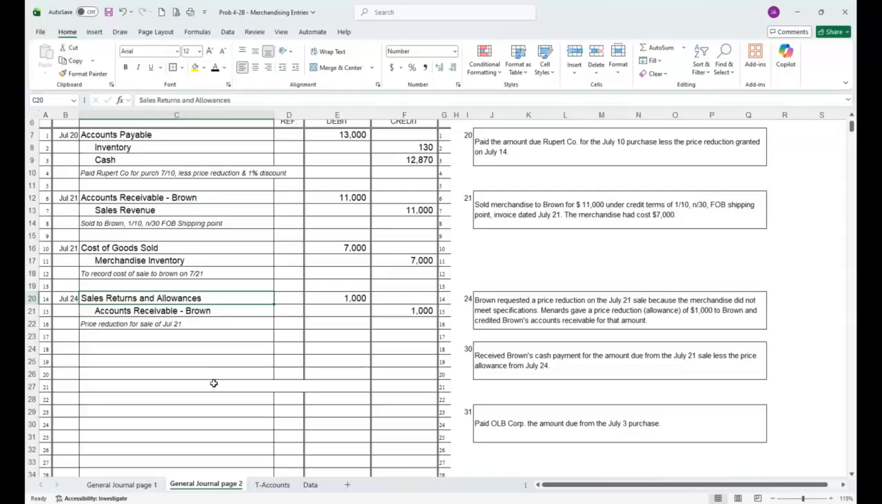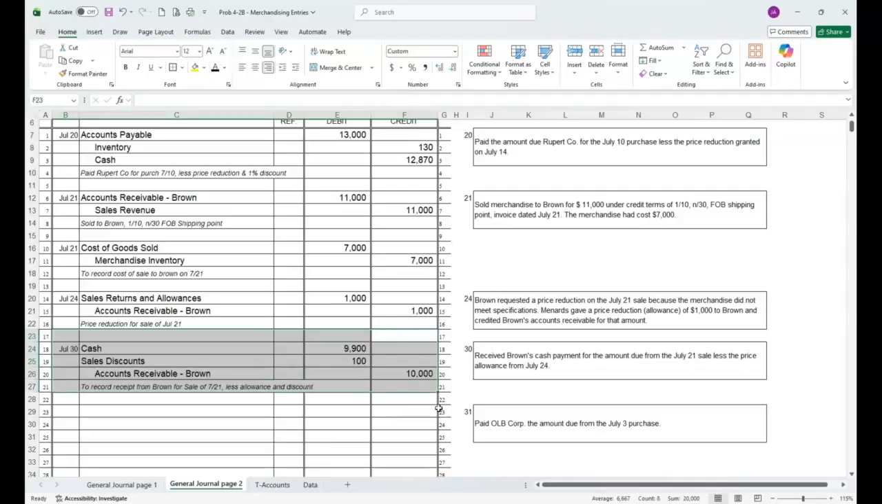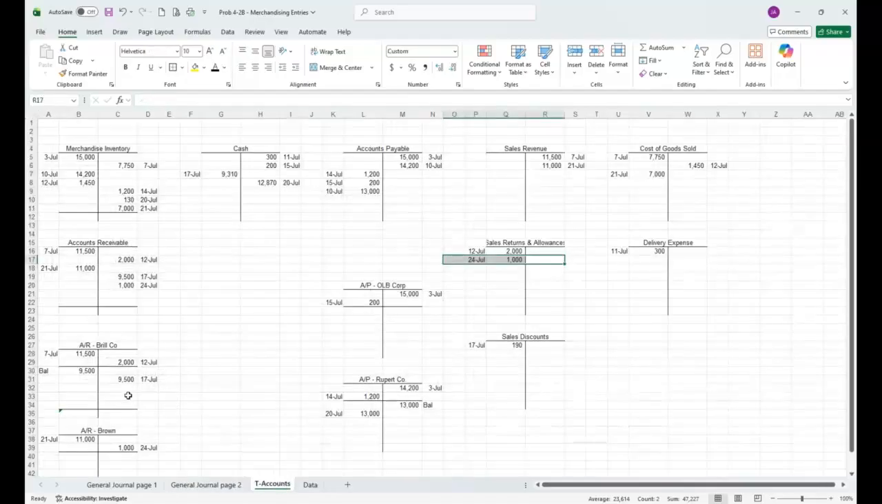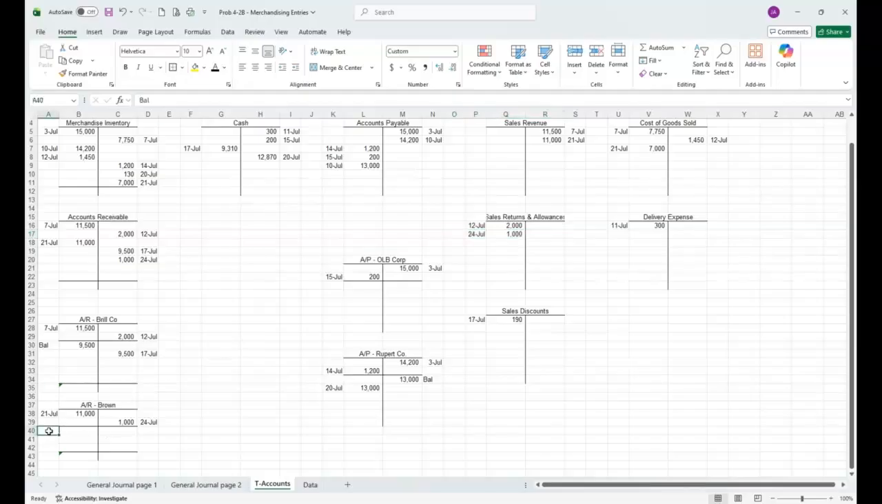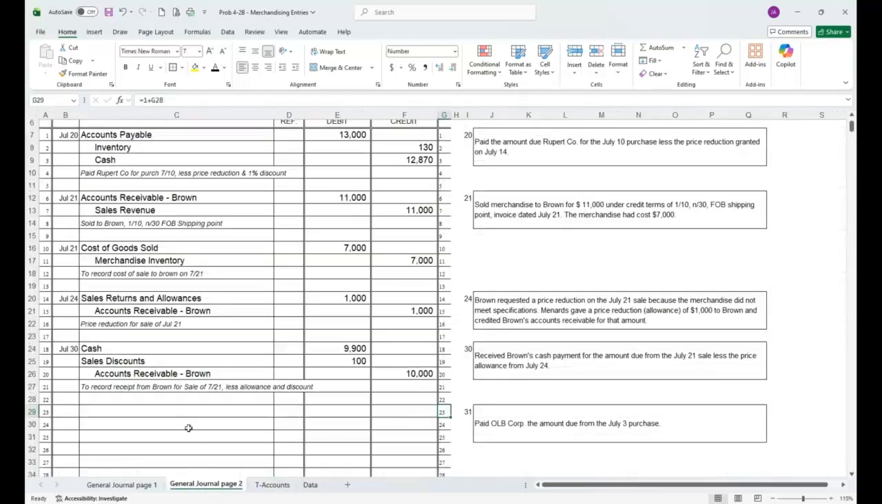Let's see. We received Brown's cash payment now. Let's look at their account, his subsidiary ledger. So Brown's balance, of course, is $10,000, and he's paying it within the discount period. So he gets a 1% discount. 1% of $10,000 is $100. That's the debit to sales discounts. The debit to cash of $9,900.